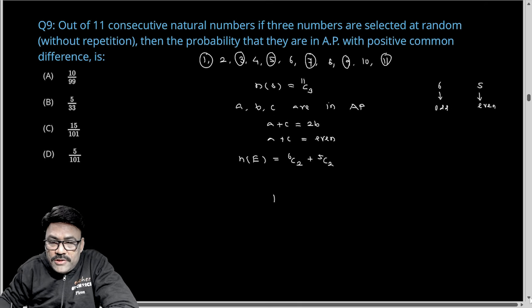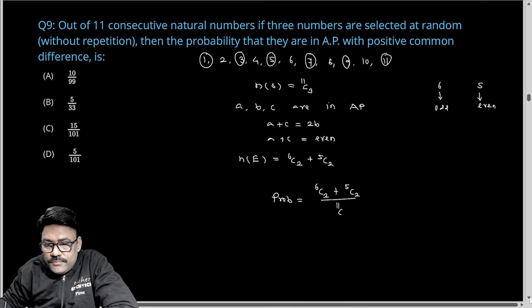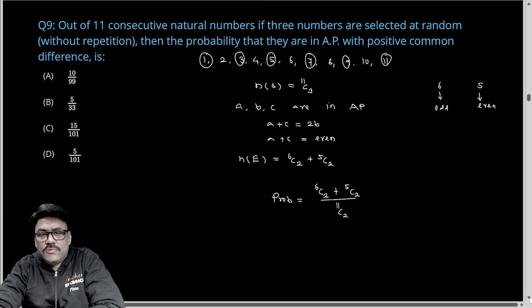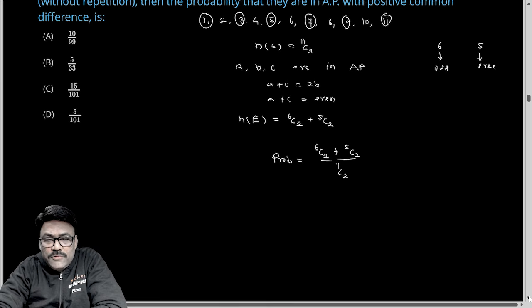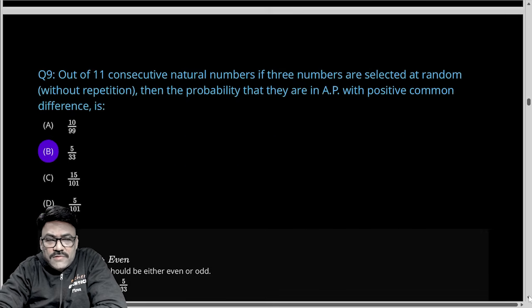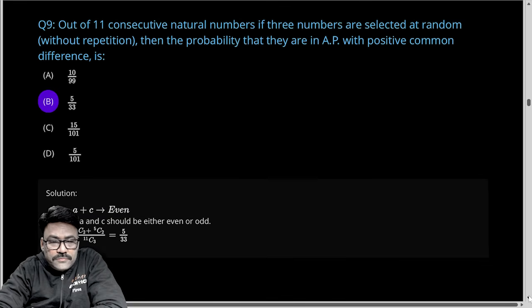So hence your probability is what? Your probability is 6C2 plus 5C2 over 11C2. This will be your final answer. So just calculate 6C2 plus 5C2 over 11C2. You will get your final answer as 5 by 33.